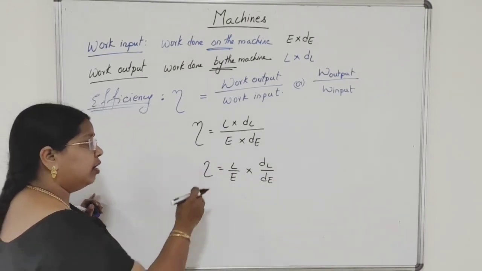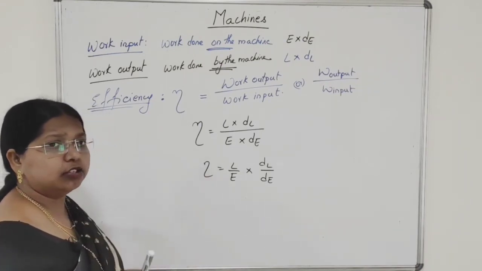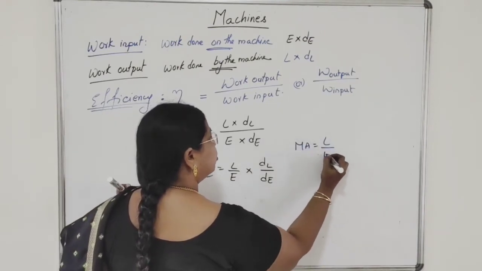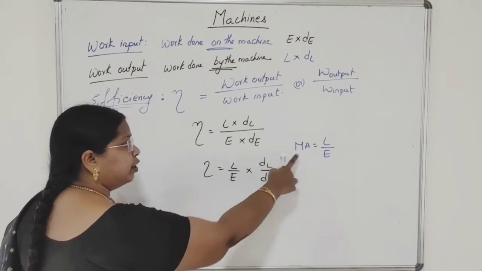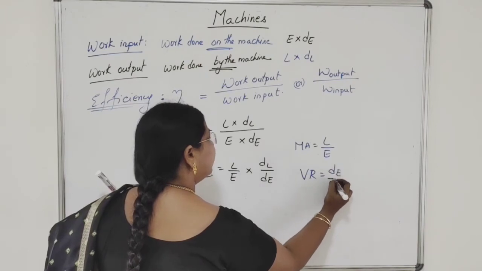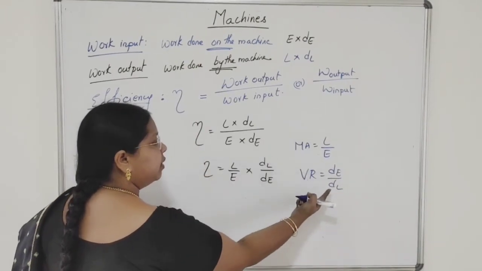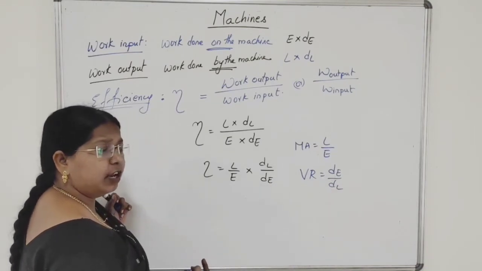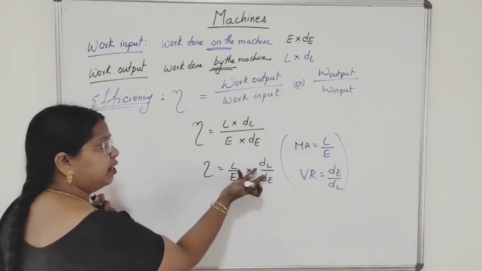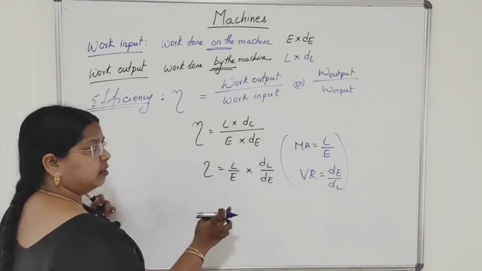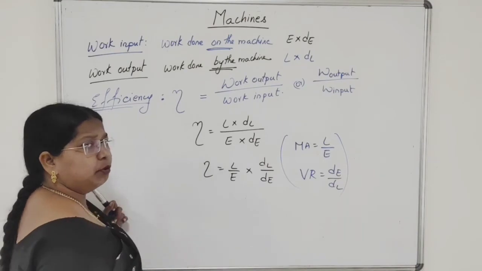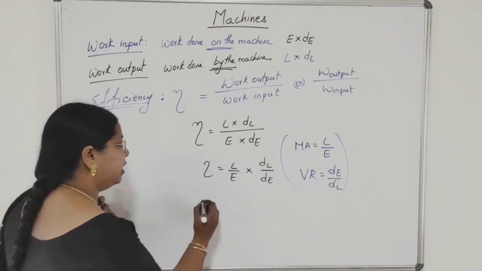We already have some knowledge of mechanical advantage and velocity ratio. What is mechanical advantage, students? Mechanical advantage is the ratio of load by effort. So instead of load and effort, you can write mechanical advantage. What is velocity ratio? Displacement of effort by displacement of load is the velocity ratio. So displacement of load by displacement of effort is reversed, meaning 1 by VR. Load by effort is MA, and this part is the reciprocal of velocity ratio. Let us substitute them.